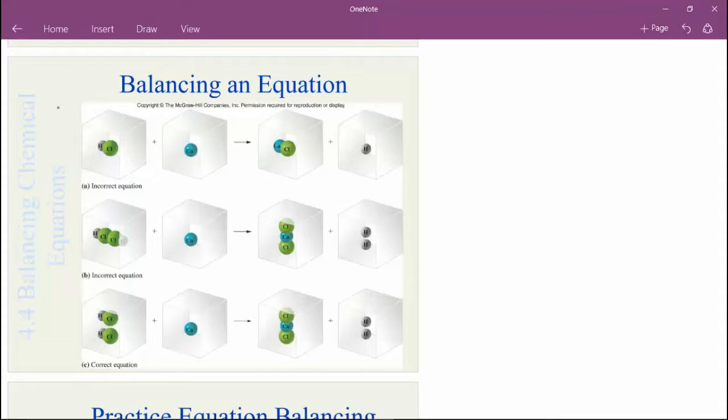So here, balancing equation, we have an HCl and a calcium, and from that we want to form a calcium chloride. But we have 1 little hydrogen left over, and it's not able to bond with anything. So that would be incorrect. We have to have an H2 molecule. Hydrogen doesn't exist all by itself. So we have to be able to form H2 in order for this to work.